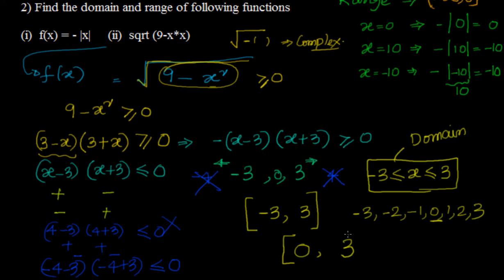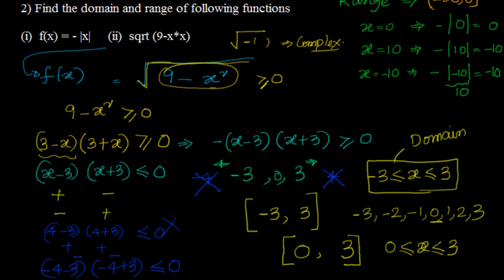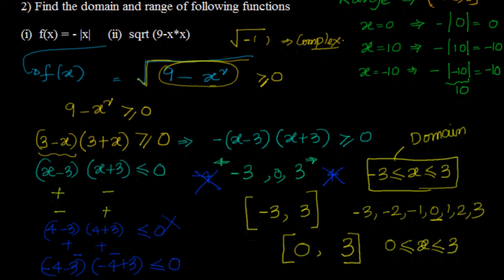Okay, so the range is nothing but equal to 0 comma 3 in square brackets, or I can say 0 less than or equal to f(x) less than or equal to 3. So that's how you can find out the domain and range of functions.